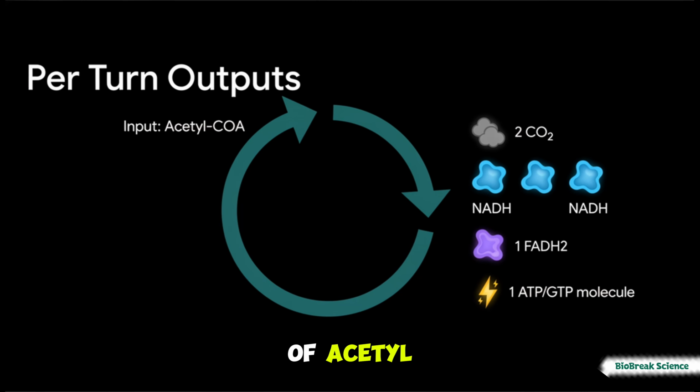Once 1 molecule of acetyl-CoA enters, the cycle completes 1 full turn. And for every single turn, it spits out 4 really critical things. First, it releases 2 molecules of carbon dioxide, which, fun fact, is literally the CO2 you are exhaling right this second. It also produces 3 molecules of NADH, 1 molecule of FADH2, and 1 molecule of ATP, or GTP, depending on the specific cell. Those NADH and FADH2 molecules, they're electron carriers. Think of them like tiny biological batteries just glowing with captured energy.